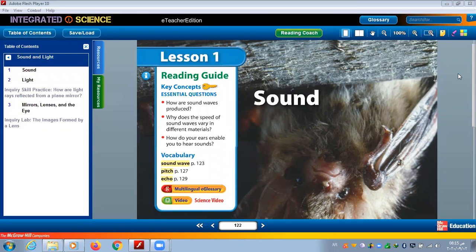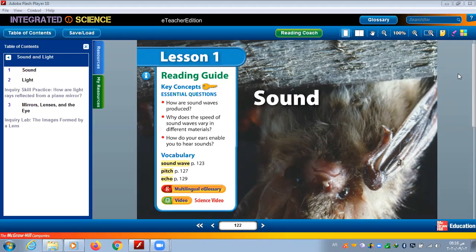You muted yourself again? Unmute yourself, Ahmed. What else? Sound waves can come in different volumes. Different volumes. Okay, we can control the volume of the sound wave. Okay, excellent, thanks.